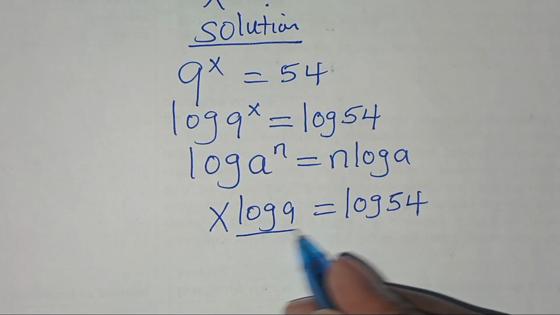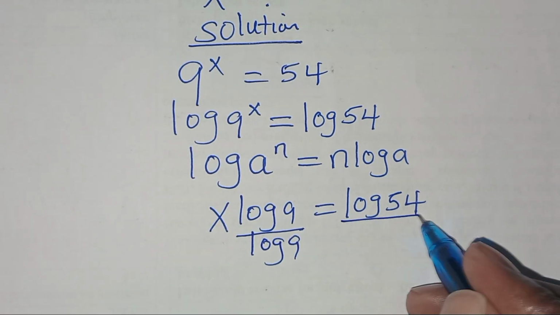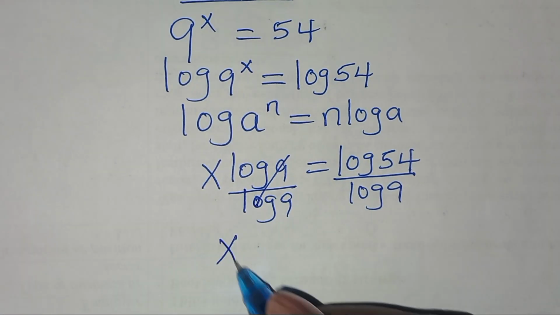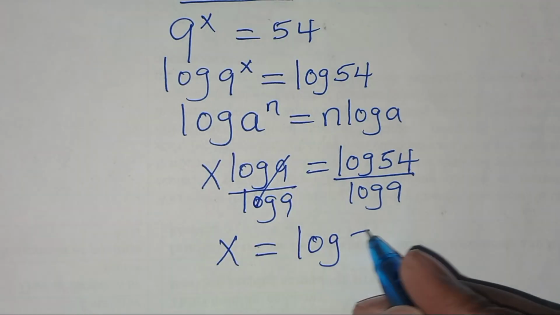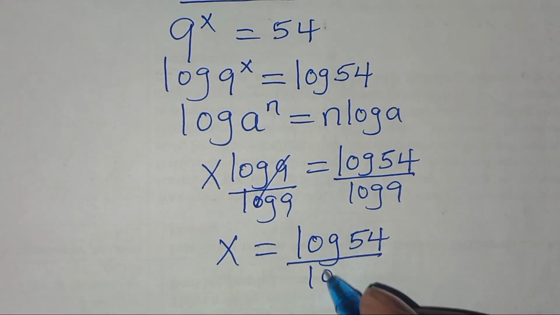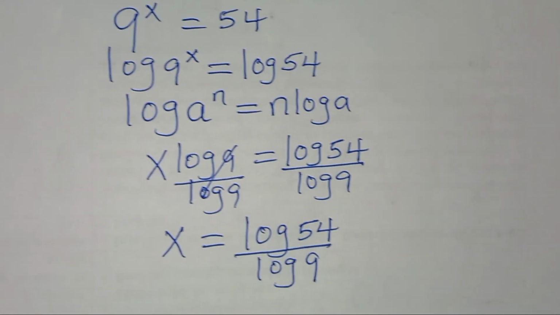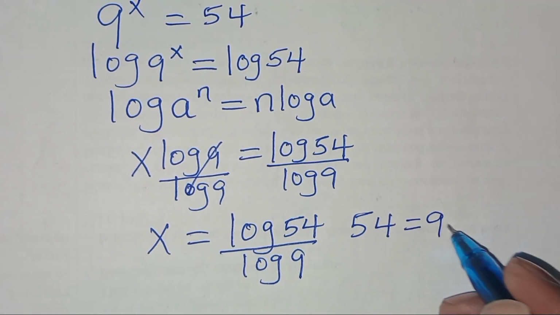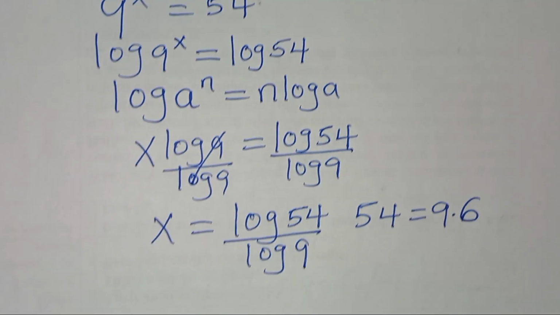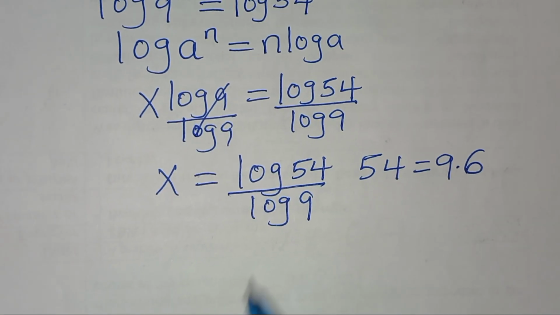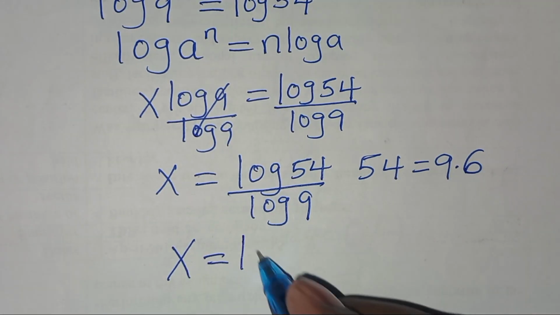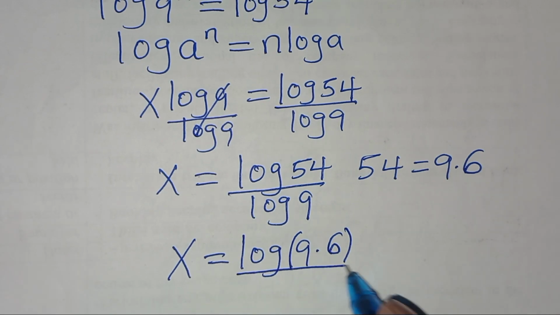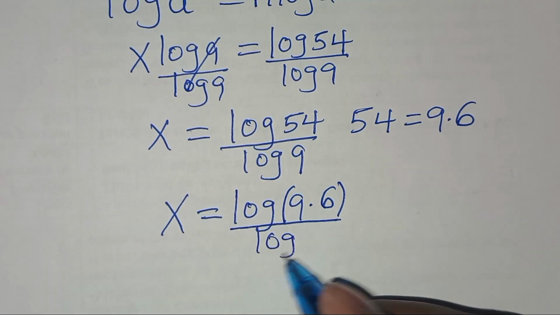So let's divide both sides by log 9. So that now here, if you simplify, we can have x is equal to log 54 divided by log 9. The next step from here, we can express 54 essentially as 9 times 6. Now here we can substitute this so that x will be equal to log 9 times 6 divided by log 9.